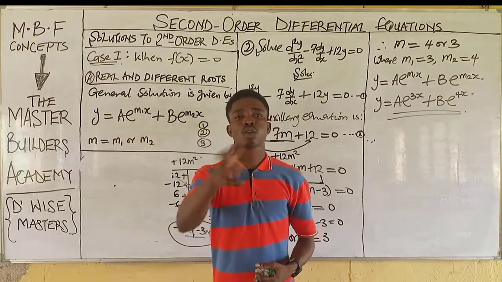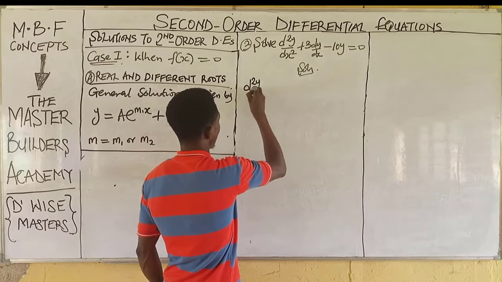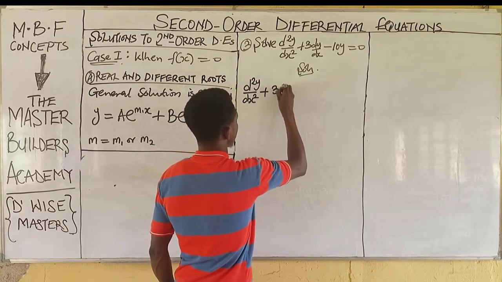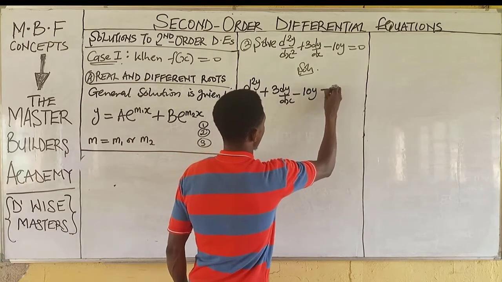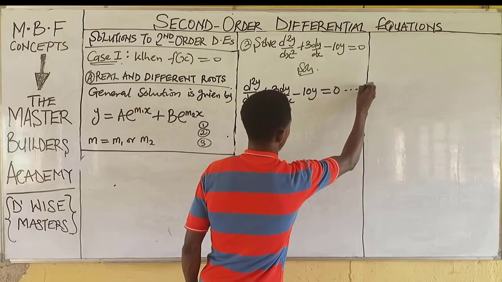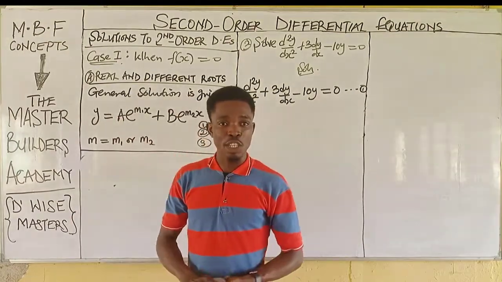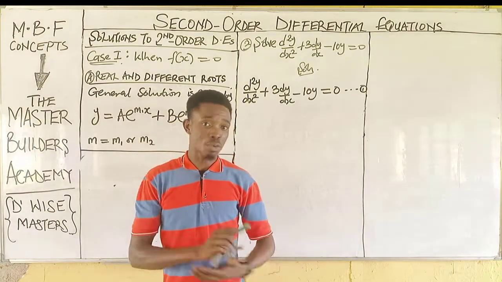Now, guys, let's look at question number 3. Now we have question number 3 on the board. We are asked to solve d squared y over dx squared plus 3 dy over dx minus 10y all equal to 0. This is equation 1. Okay? As usual, first thing is to what? Note the given equation and take it as equation 1.